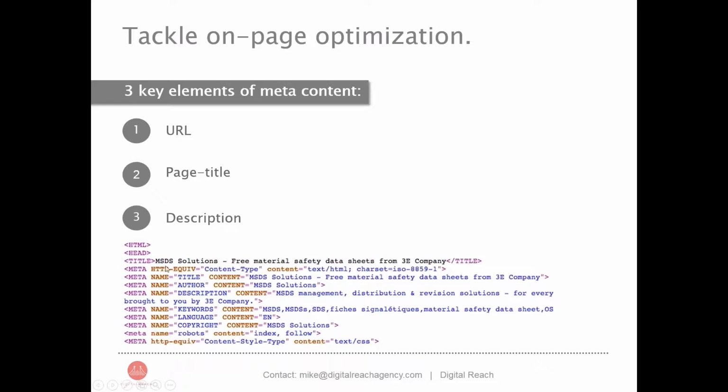So for this company, they're going after MSDS solutions, and they're putting the keywords within their page titles. Their meta description is this guy right here. So they're defining what that page is about within the additional information for search engines. So here are the three main areas that are important from a meta content perspective.